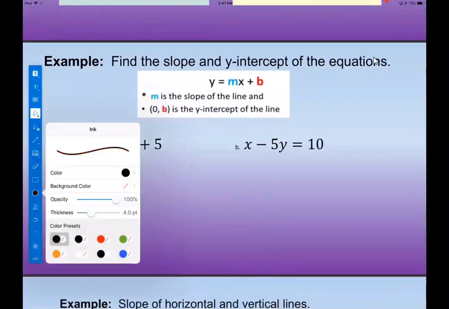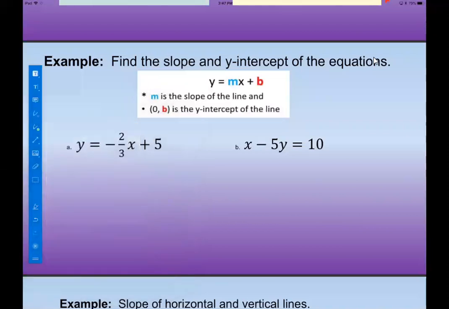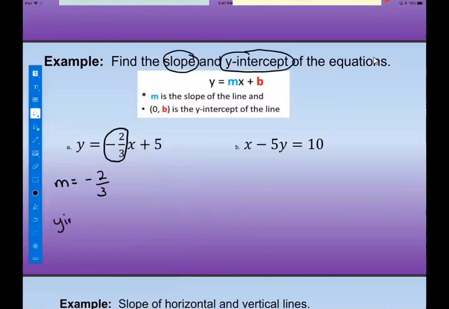Find slope of a line in slope-intercept form, or with an equation. Here we have y equals mx plus b. So let's find the slope and the y-intercept. Our slope here is going to be the m, which is the coefficient in front of our variable x. So it's negative 2 over 3. And then our y-intercept is this number on the end, our b. So we're going to name it as an ordered pair. It would be the point (0, 5).